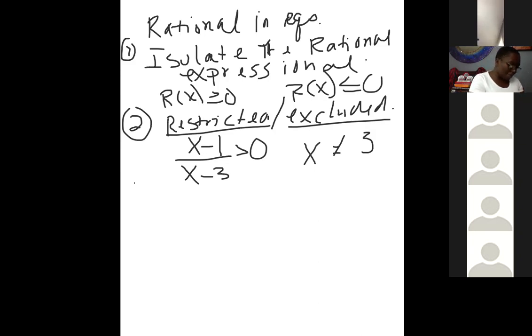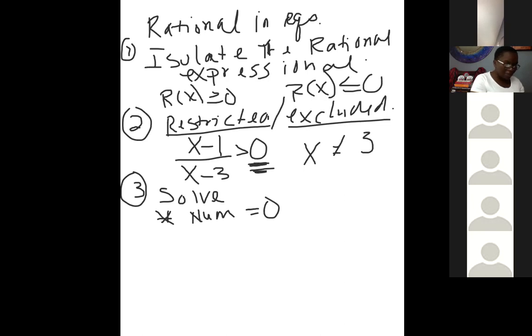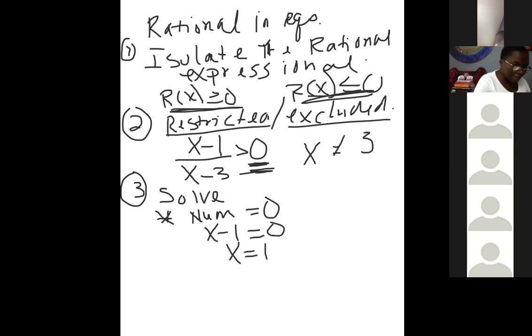Now, the next step, number 3, we're going to solve the rational inequality. Now, to solve it, guys, because this one right here is just equal to 0, sometimes you can just take the numerator and set it equal to 0. Now, if this one right here is not equal to 0, you have to make sure you isolate it so it is equal to 0. Now, next, we're going to take that x minus 1, set it equal to 0, because that's the numerator, and solve it. So we get x equals 1. By the way, guys, this is a critical value, and this also becomes a critical value.